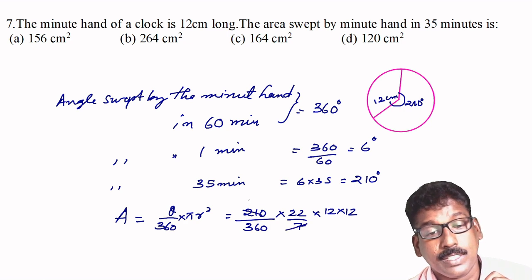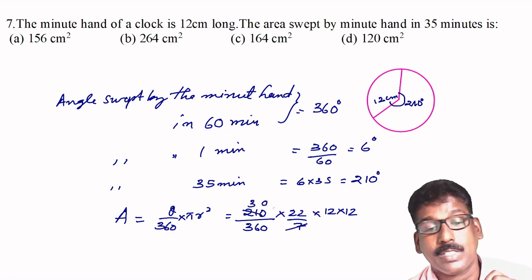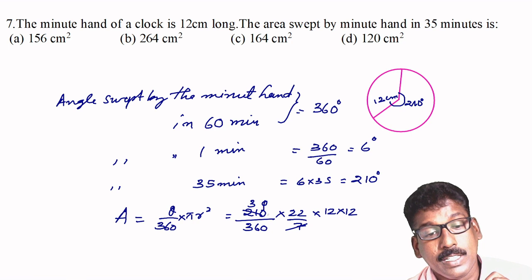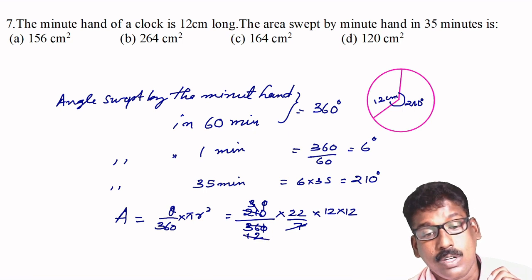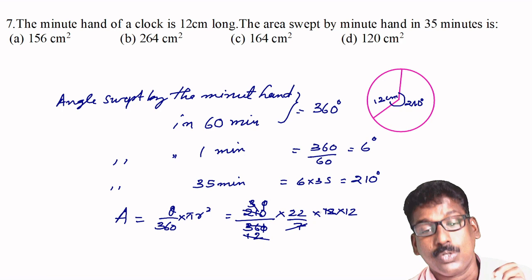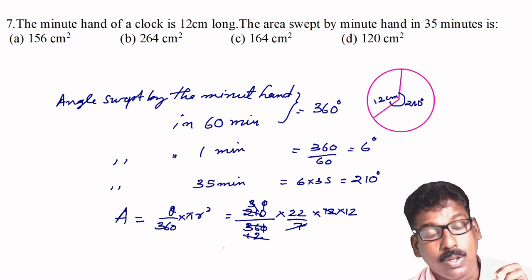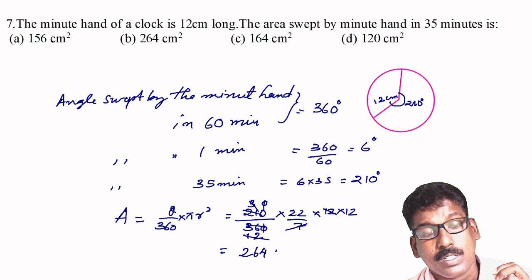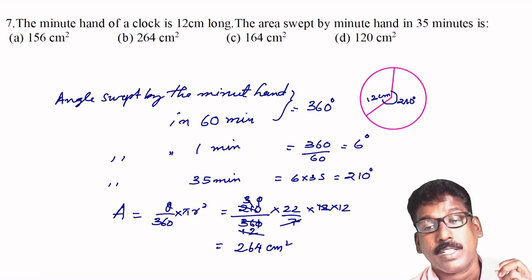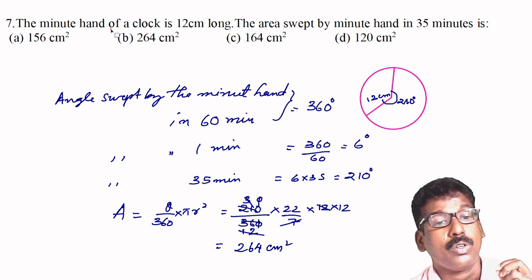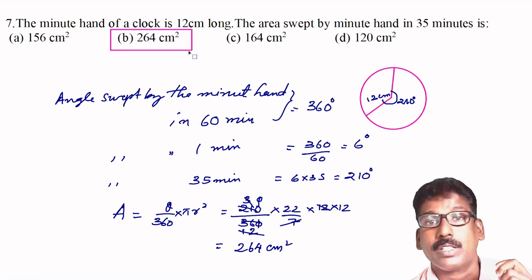7, 21, 3 times 30, 30 in 360, 12 times. Now 12 cancel. So 22 into 12. 22 into 12 is 264 centimeter square. So the correct option is 264 centimeter square.